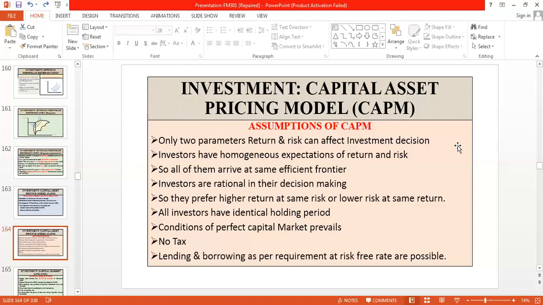Next assumption is all investors have an identical holding period. Identical holding period means they will hold the portfolio for a specified time. Next is the condition of a perfect capital market, which means there will be efficiency in the market. Inefficiency may disturb the result. For simplicity, there is no tax, and both lending and borrowing are possible at a risk-free discounting rate, which we already know.